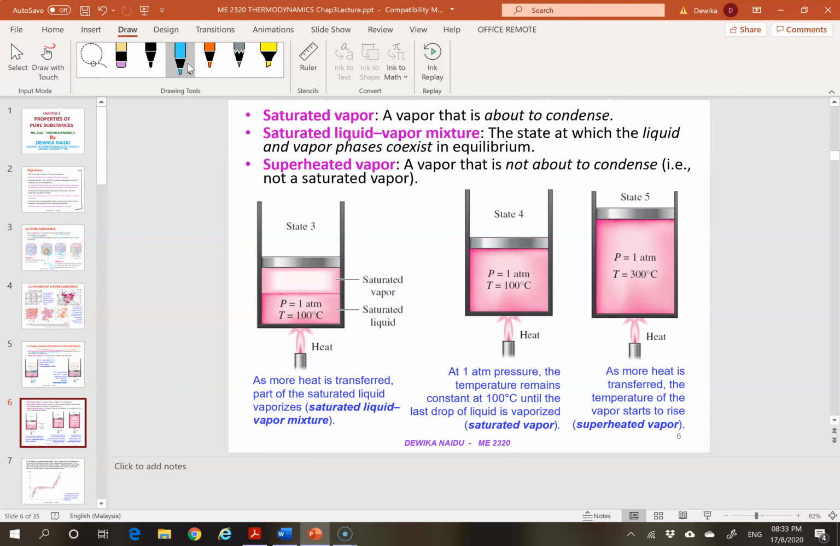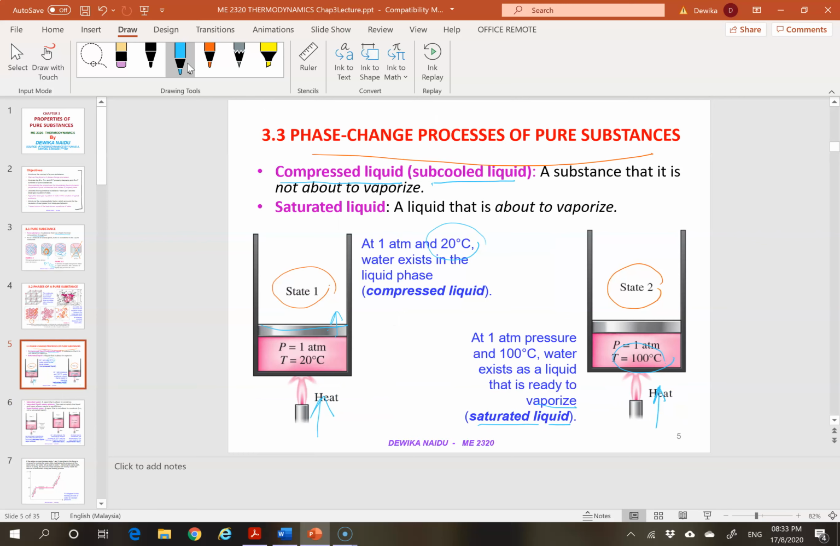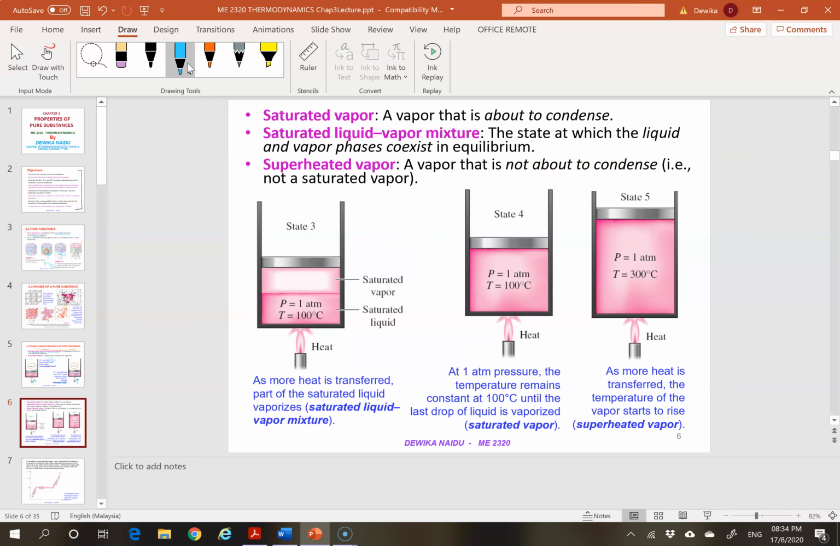Okay. Next, from state 2, you keep on introducing heat. It will get into state 3. Now in state 3, what happens is that the liquid that's about to vaporize will start vaporizing, forming two phases, one is vapor phase and the other is liquid phase. Okay, because heat is constantly being introduced. What happens here is that this liquid will start fully becoming vapor. So that is state 4. It becomes saturated vapor. So it remains 100 degrees until the last drop of liquid is vaporized. Okay, so this would be the saturated liquid vapor mixture and this is known as saturated vapor.